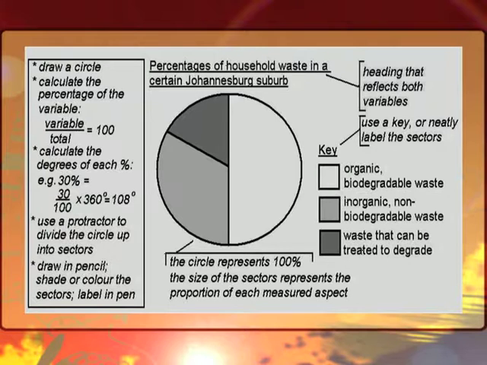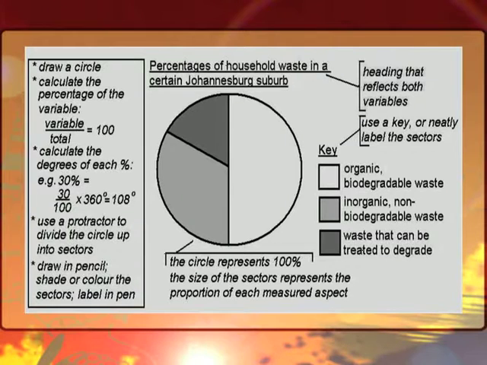You would then need to use a protractor to divide up the circle accurately into the different sectors. Draw the circle and the sectors in pencil. It is a good idea to color the different sectors of the circle and label or provide a key. Now, of course, the pie graph must have a heading like all your graphs.